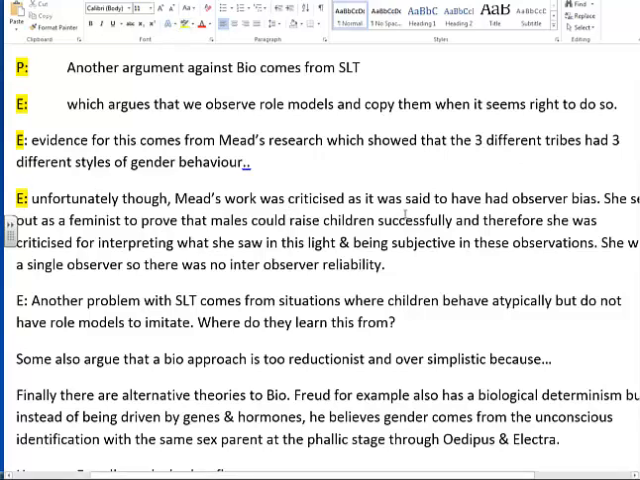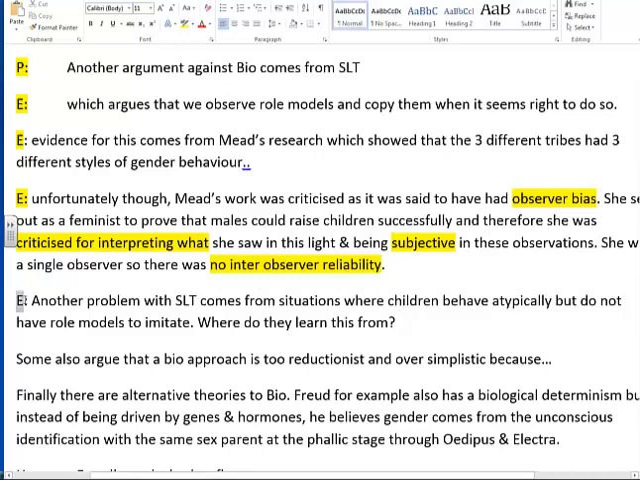So going on then to evaluate it. Unfortunately, Mead was criticised. Look at some of these words we need to say: observer bias. Why? She was a feminist. She wanted to prove things. She was criticised for interpreting what she saw in that particular light. Okay, being very subjective. So again, some of you are writing quite waffly answers to these. No inter-observer reliability because she's on her own. Those are the key words they want to see.